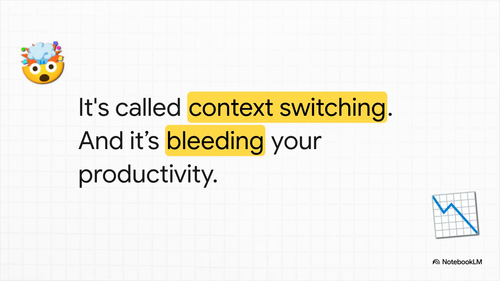Well, that constant back and forth, that tab-switching marathon, it actually has a name. It's called context switching, and it's so much more than just a little annoyance. Every single time you switch tabs, you're breaking your concentration. It's a tiny little interruption that compounds, and it is literally bleeding your productivity dry.